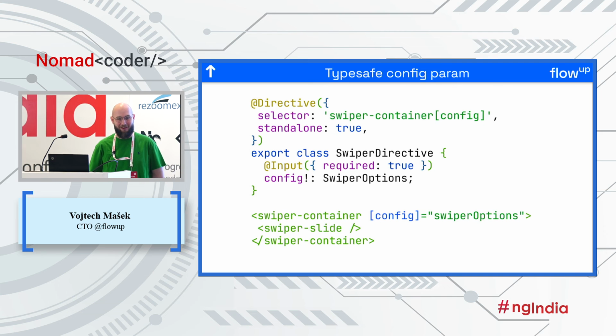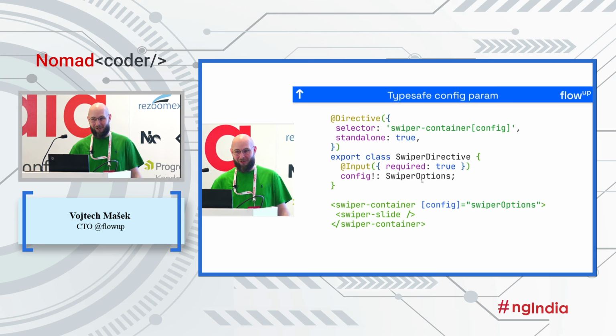So what you can actually do, and this is a specific example with Swiper.js, is create a very dumb directive that just knows that this Swiper container has an attribute config, and it has a required input config, which is a Swiper options. And from now on, you have a type-safe binding in Swiper.js. This is the only thing you need for it.